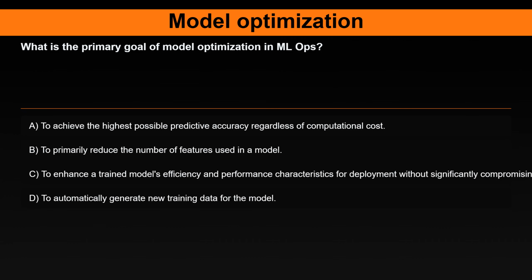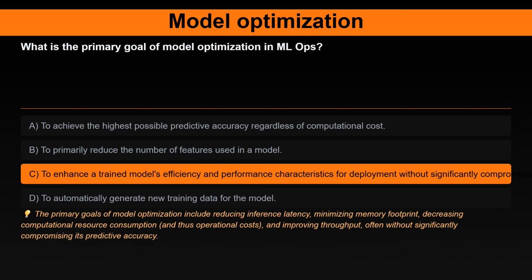Option D. To automatically generate new training data for the model. The correct answer is to enhance a trained model's efficiency and performance characteristics for deployment without significantly compromising accuracy.